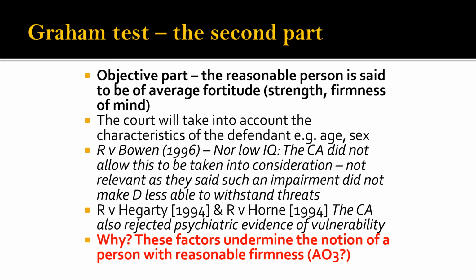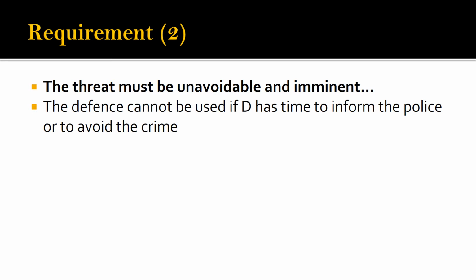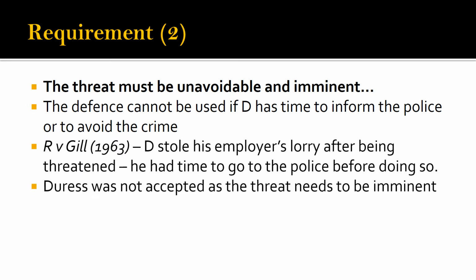So let's go back to the requirements. We've got requirement 2, which again we could take from the definition, this concept of immediacy. So immediate death or serious violence has to be the threat. So the threat must be unavoidable and imminent. And we know from other cases, imminent basically means immediate, as immediate factually as possible. So if a defendant has time to inform the police, for example, or to avoid the crime, the defence will not be available. And this happened with Gill in 1963. He stole his employer's lorry after being threatened, but on the facts, he had time to go to the police before doing so. So duress was simply not accepted because the threat needs to be imminent.